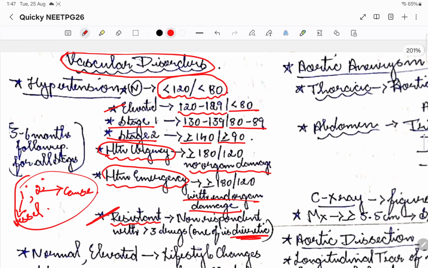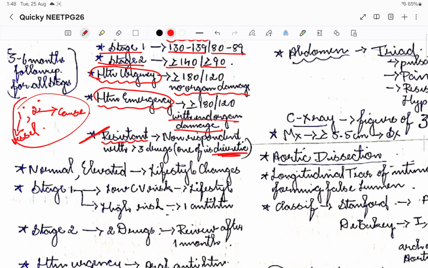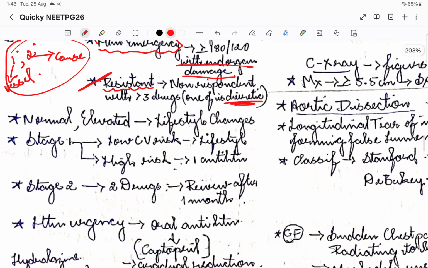So these are the stages, and based on the stage, this is how we treat the hypertension. We'll see the hypertension management now. If it is normal or elevated, like 120, 130, we are going to do lifestyle changes. Coming to stage 1 and stage 2, if he is low risk for cardiovascular disease, again we are going to tell them lifestyle changes only.